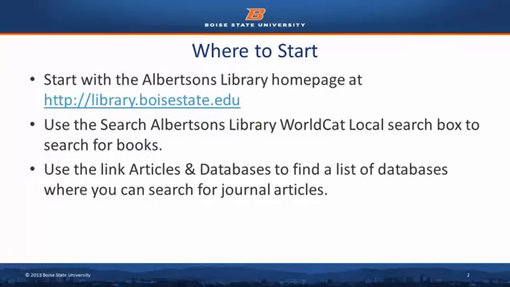Start with the Albertsons Library homepage. If you don't know how to find that, then we're in serious trouble. Use the Search Albertsons Library WorldCat local search box to search for books, which typically is not what you're going to be after. Typically, we'll be looking for the articles, so what you'll look for there is the link, the articles and databases, and you can locate journal articles there.